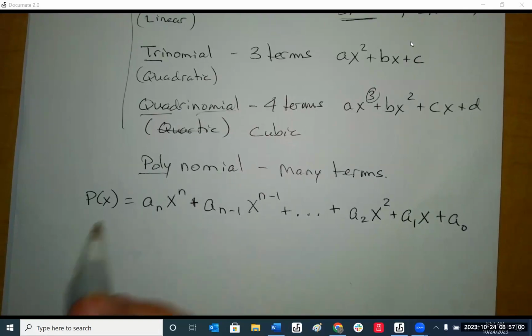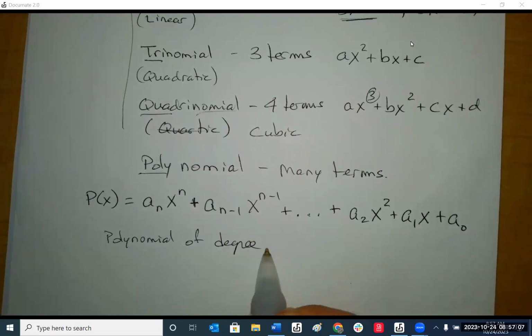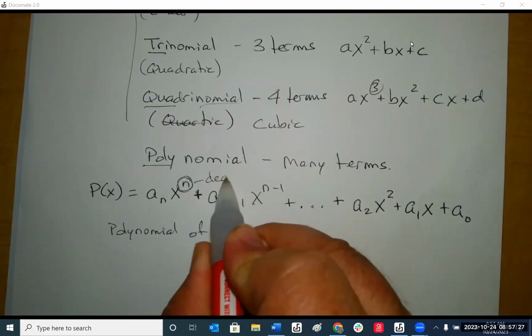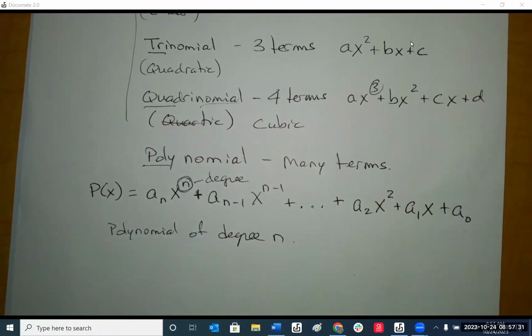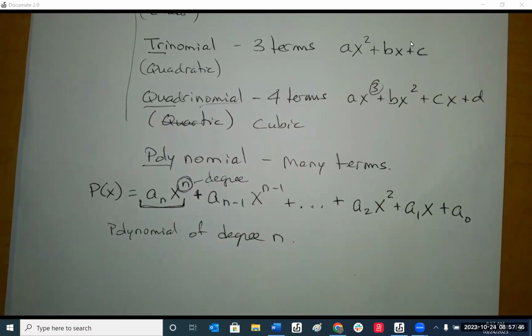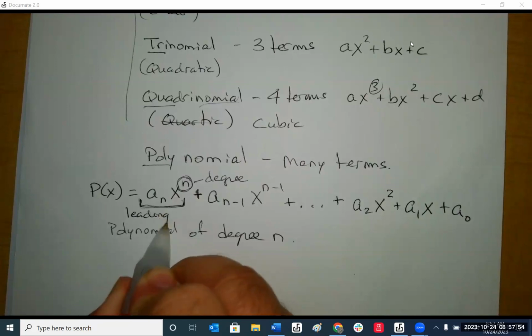What would that one be called? This would be called a polynomial of degree n. Why is it called a polynomial of degree n? Because the largest exponent on your variable is called the degree. Everything in this first part here tells us something important. This whole part here is called the leading term.